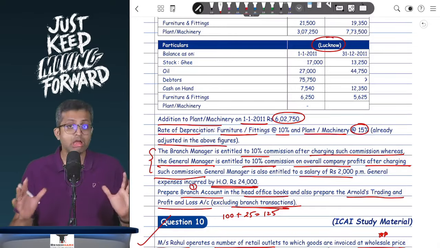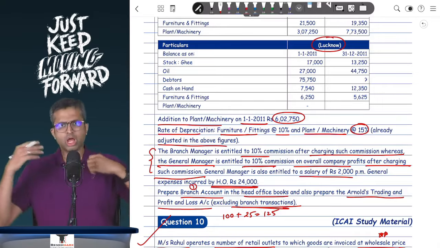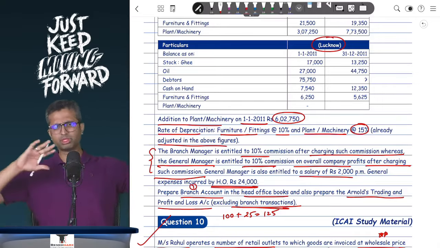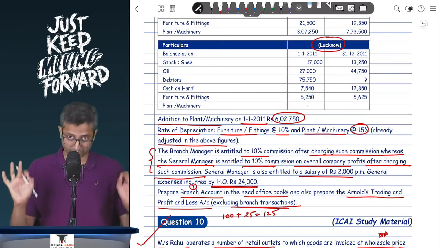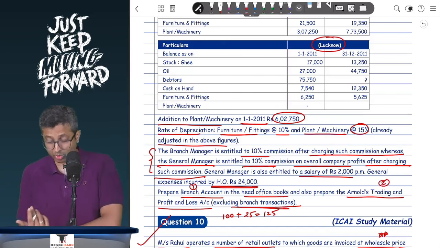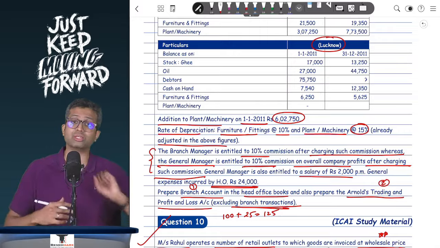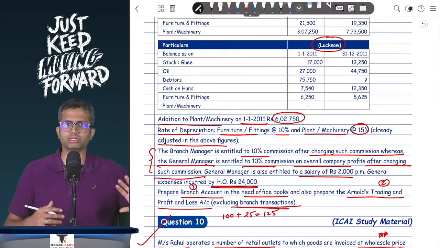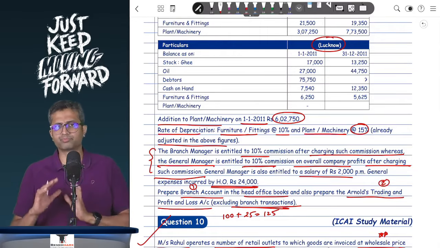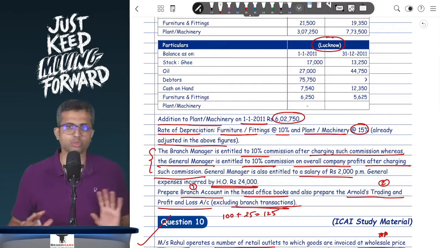For example, you are going to prepare the branch account in the head office books, where you will take the transactions between head office and the branch, or between the head office and a third party on behalf of the branch. Next, you are going to prepare Arnold's trading and profit and loss account, but this is excluding the branch transactions. So over here, any transactions that have been done with the branch will not be included over here. This will be excluding the branch transactions. It is just a direct branch profit that you will directly incorporate.